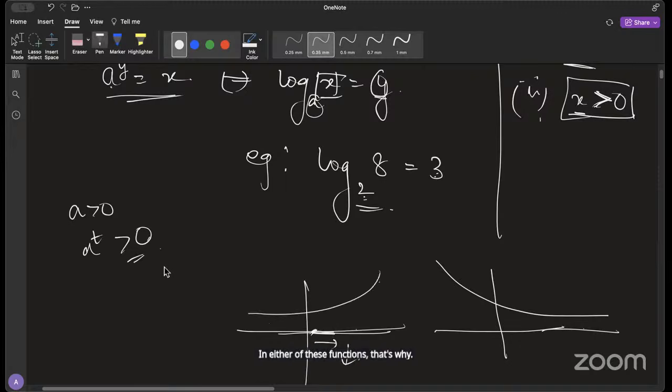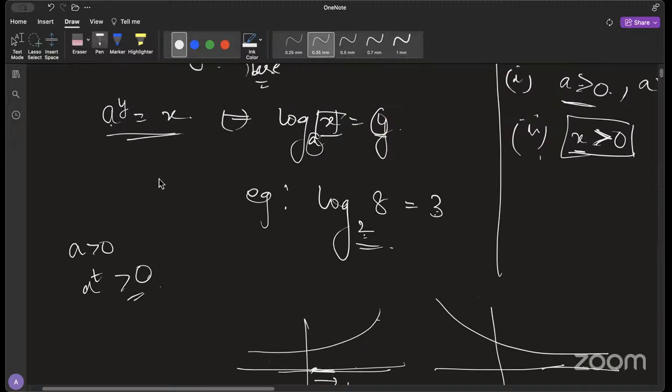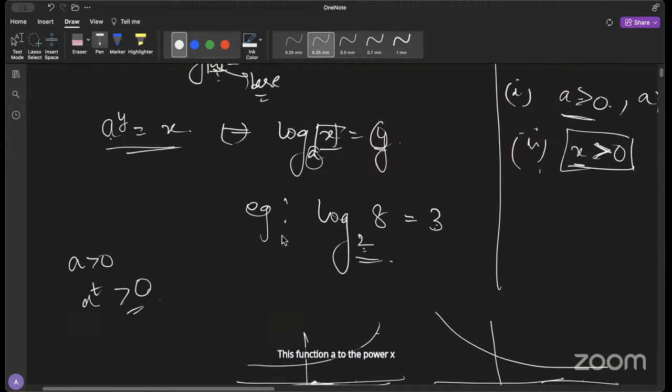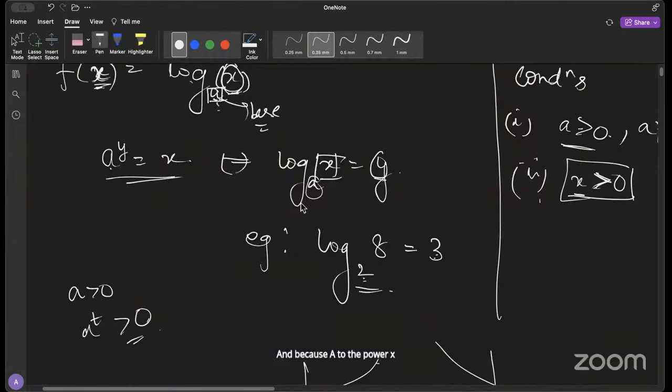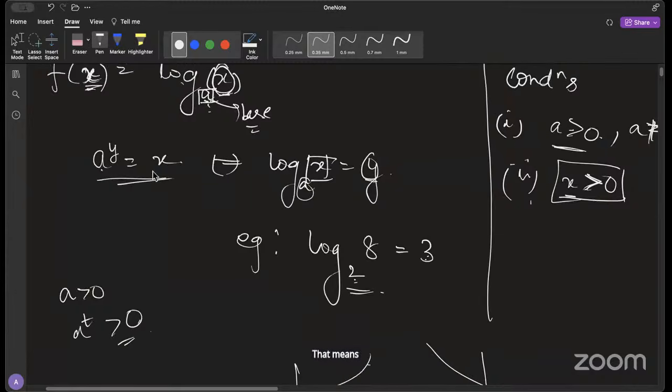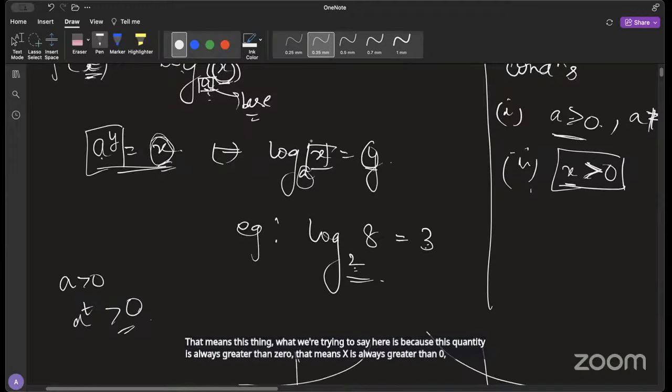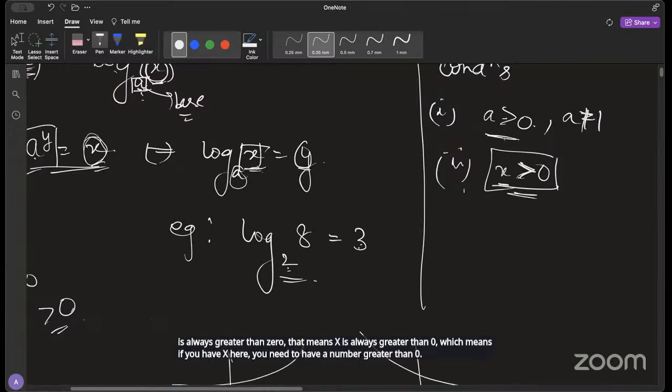That's why this function a to the power x remains greater than 0. And because a to the power x remains greater than 0, what we're trying to say here is that this quantity is always greater than 0, which means if you have x here, you need to have a number greater than 0, right? So these are the conditions.